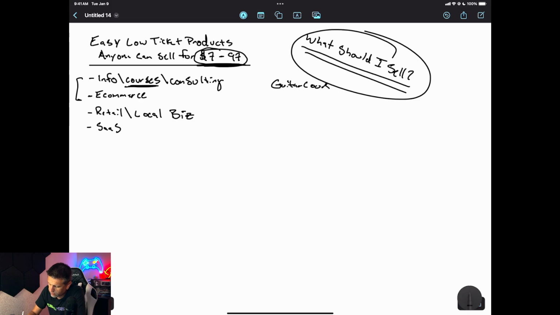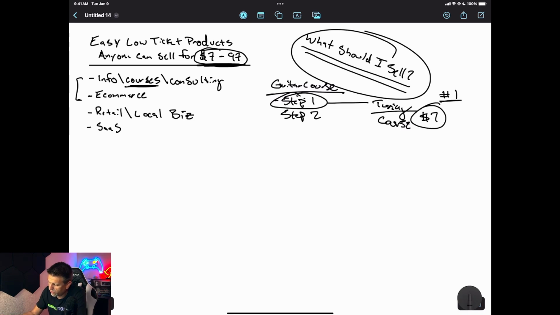Okay. And I've already elaborated on this a little bit, but you have this guitar course, and inside this guitar course, it's like step 1, string the guitar, right? Step 2, learn how to play power chords, whatever it may be. But you can branch these out, and instead of just one step, you could have this be a guitar tuning course. And this would be like $7, okay? So there's product 1. So now we have our first product.